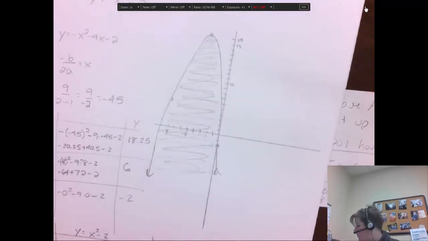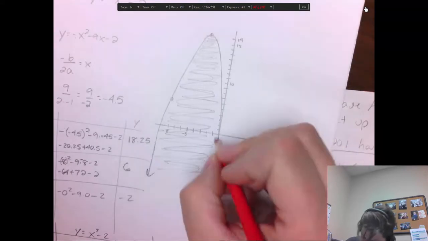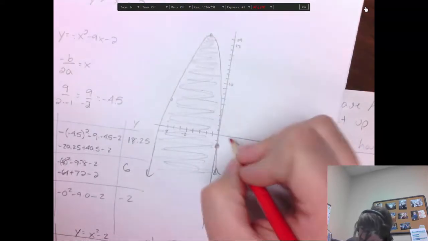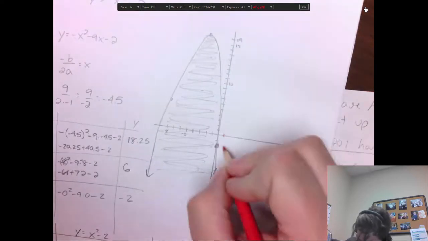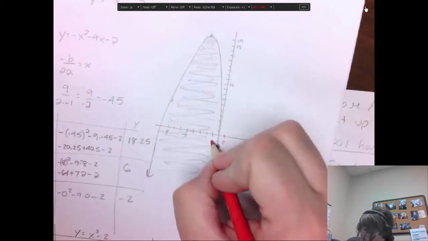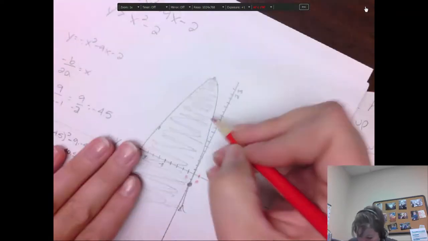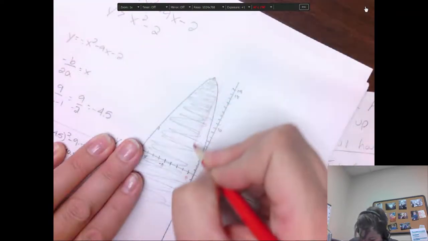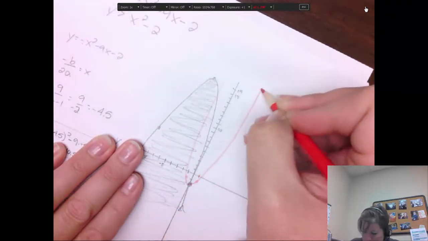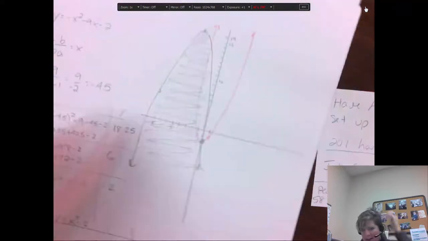And let's do this one in red. So we'd have 0, negative 2. Ooh, look, there's one of the places they cross. 1, negative 1. And negative 1, negative 1. Okay. And there's the graph of that second one.